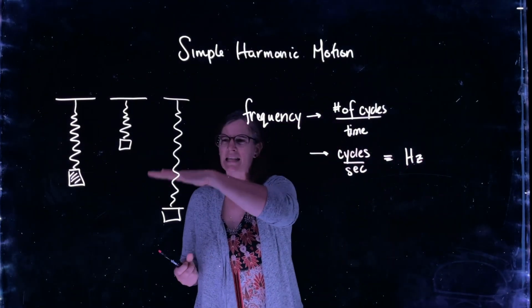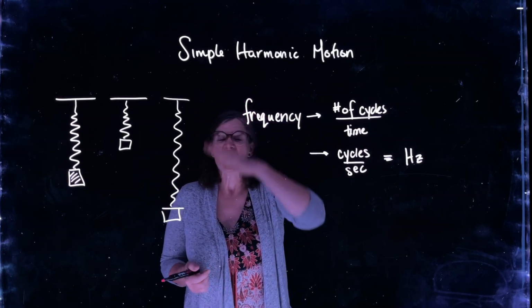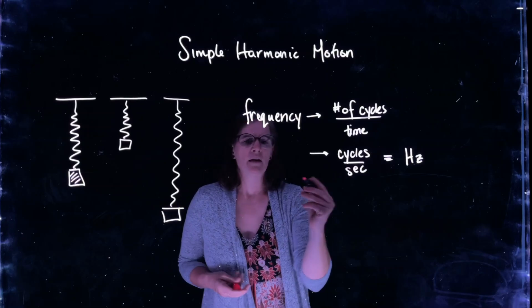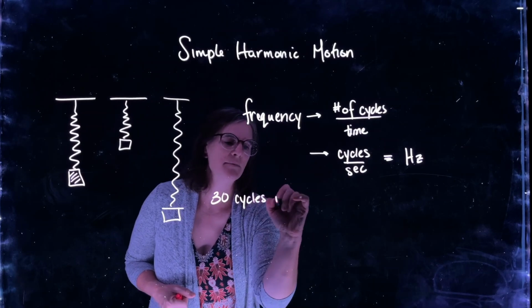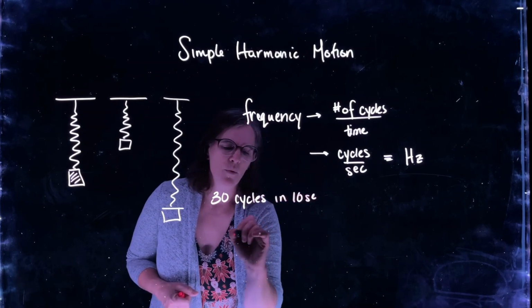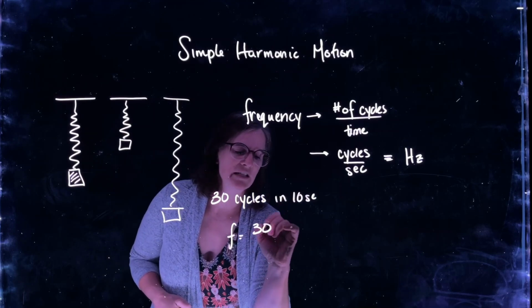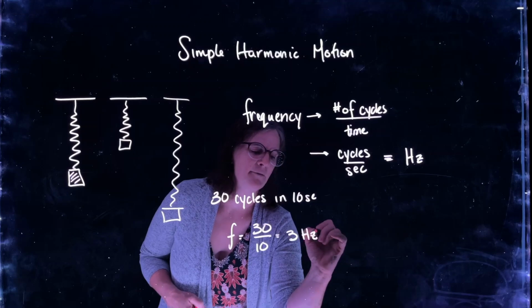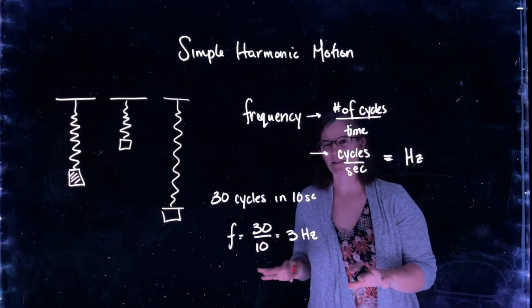So if we examine the behavior of this child's toy bouncing up and down, and we see that it goes 30 cycles in 10 seconds. So if we have 30 cycles, it goes up and down 30 times in 10 seconds. We can calculate the frequency of that motion as 30 cycles in 10 seconds, or 3 hertz. So the number of cycles per second. All right, so that's frequency.